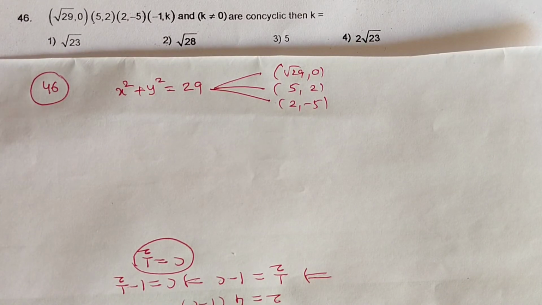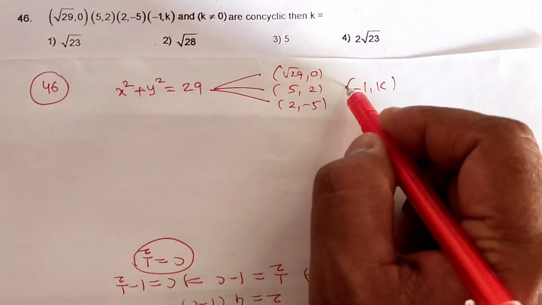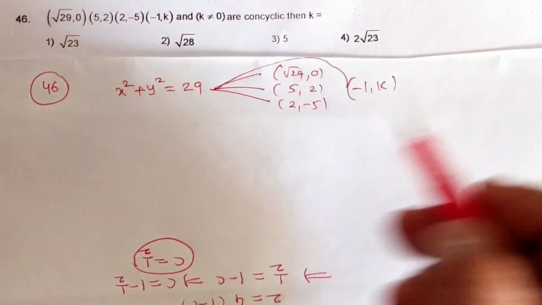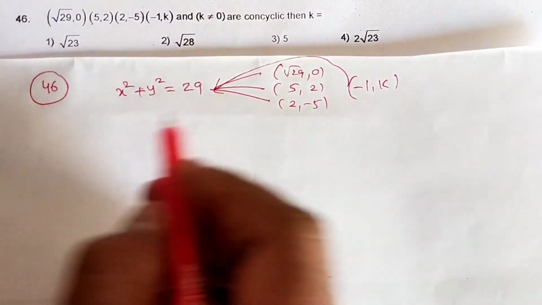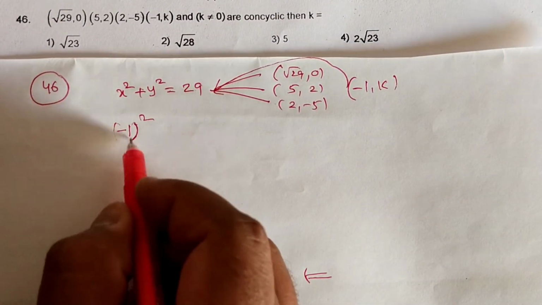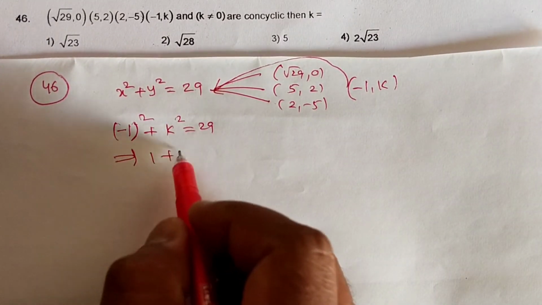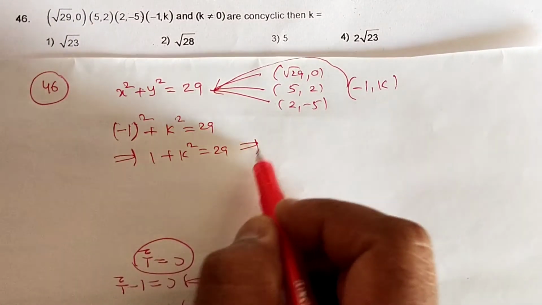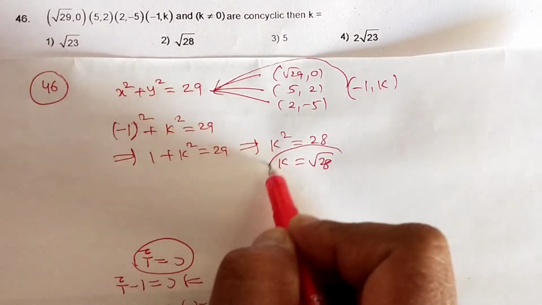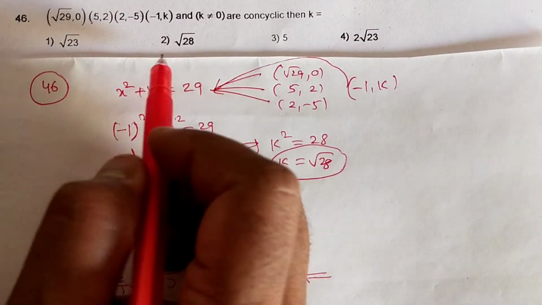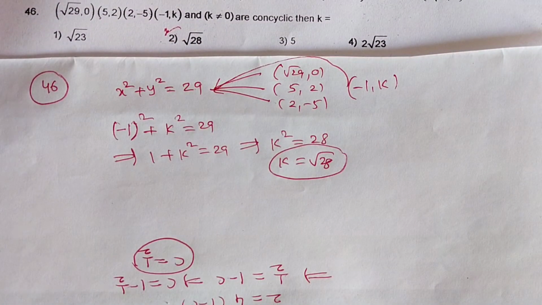So obviously the given points are concyclic, which means the remaining point minus 1 comma k also lies on this circle only, no? So substitute x comma y as minus 1 comma k, it will become minus 1 square plus k square equal to 29. That implies 1 plus k square equal to 29. That implies k square equal to 28, k equal to root 28. So therefore k is equal to root 28, which is the second option. We'll move to the next question.